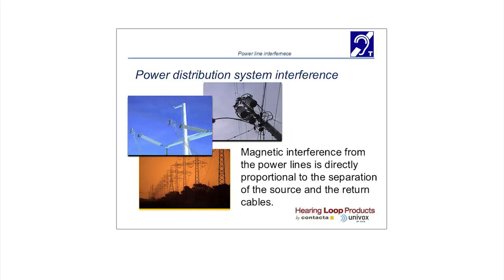Power distribution system interference from power lines is directly proportional to the separation of those power lines. I have seen it where I've gone by a facility where there's a major high voltage line out there, and the power lines can be separated sometimes by 10 or 12 feet. And I drive under them, and I agree I will find interference under those power lines. Generally 3 to 5 times the separation of those power lines, you can pick up some interference.